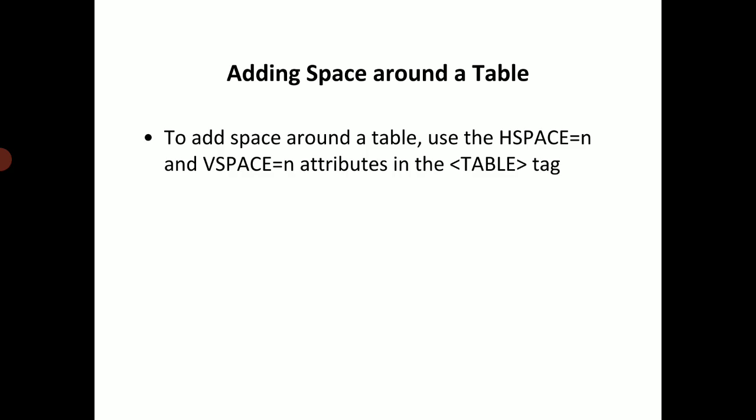Next, adding a space around a table. To add a space around a table, we use hspace and vspace attributes and set their values in terms of what? Pixels. Here hspace equal to n and vspace equal to n, where n is in terms of pixels. For example, table hspace equal to 20, that is horizontal space, vspace equal to 20.